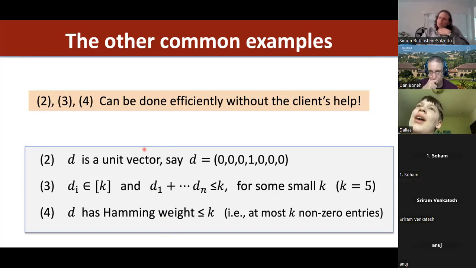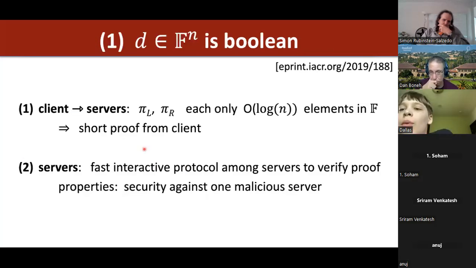I have a question about the other thing with O(log n). If it sends O(log n) elements in F, why does that still reveal some of the data? No. It turns out this is zero knowledge. It turns out these elements in the proof, pi L and pi R, are independent of the data. They're kind of not related to the data at all.